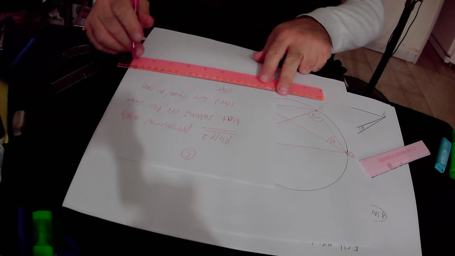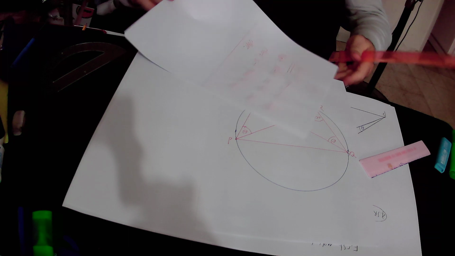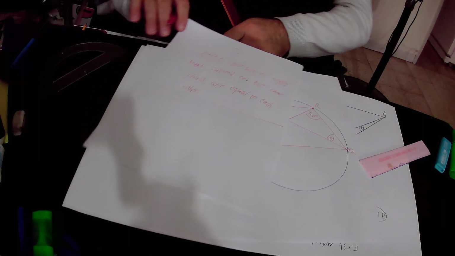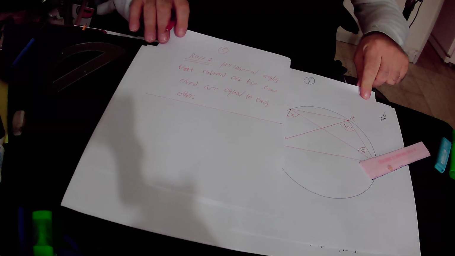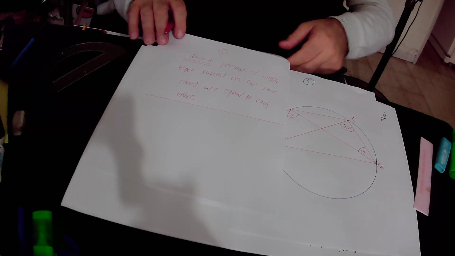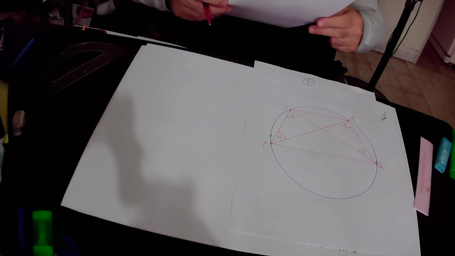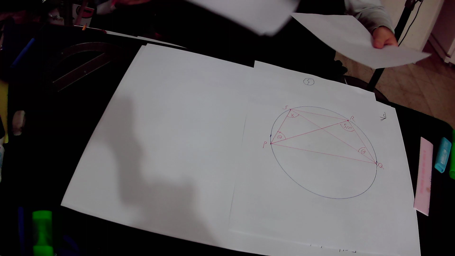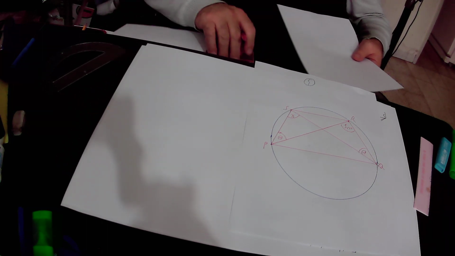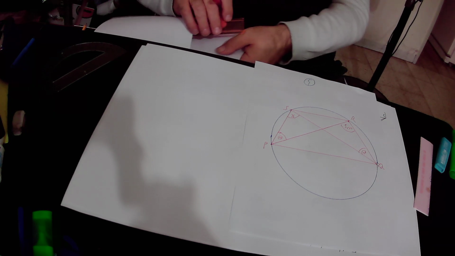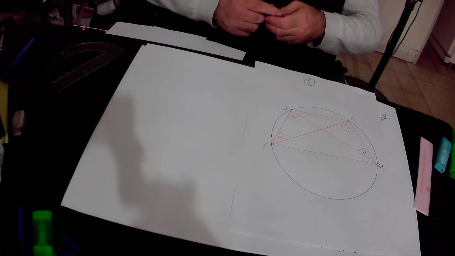So I will read rule number 2 again. Rule number 2 states that peripheral angles that subtend on the same chord are equal to each other. And again, we can implement rule number 2 in our drawing, because as you can see from our drawing, we have two peripheral angles.